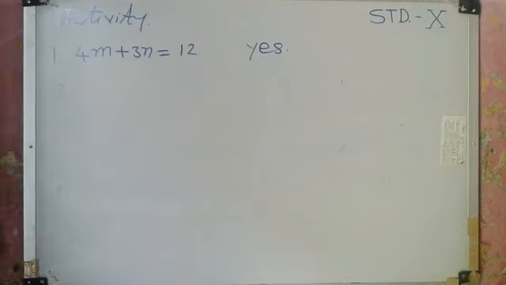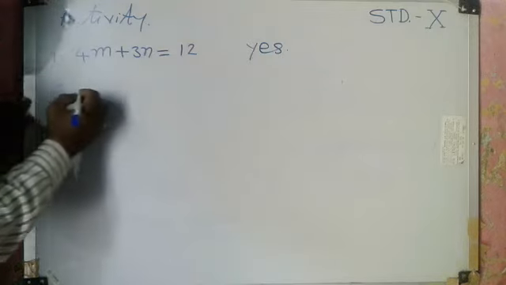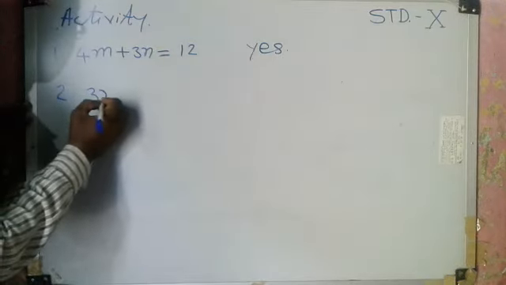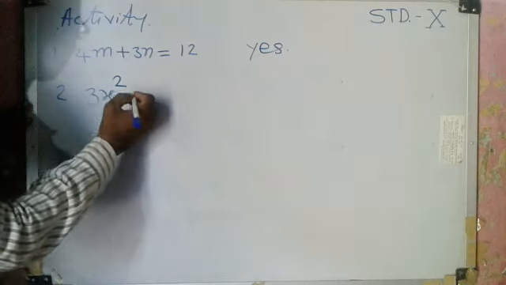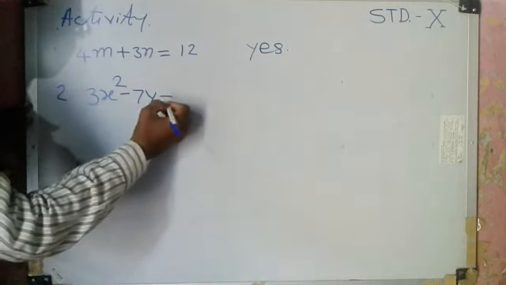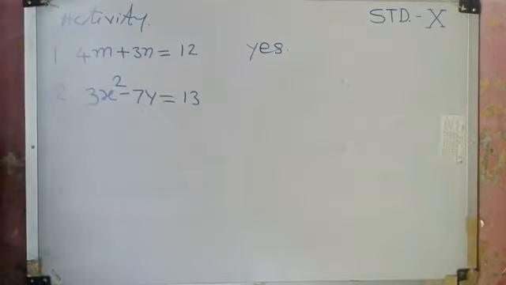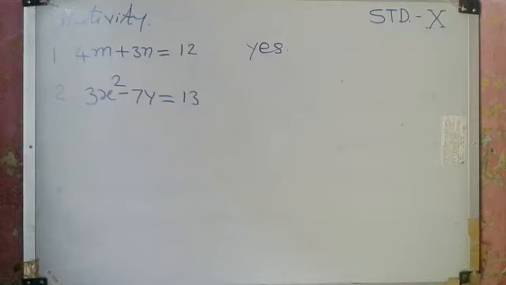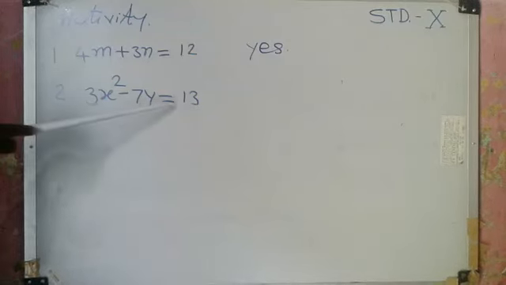Now the second equation. 3x square minus 7y is equal to 13.